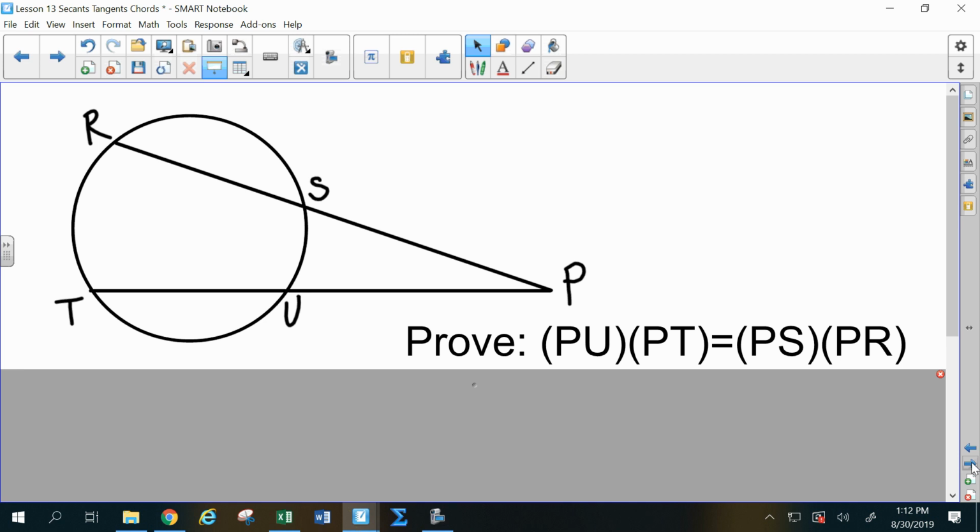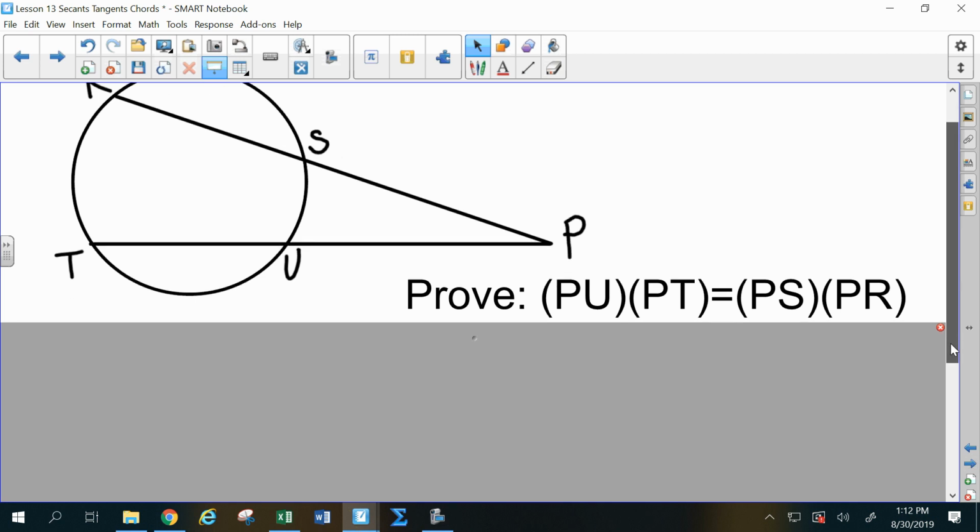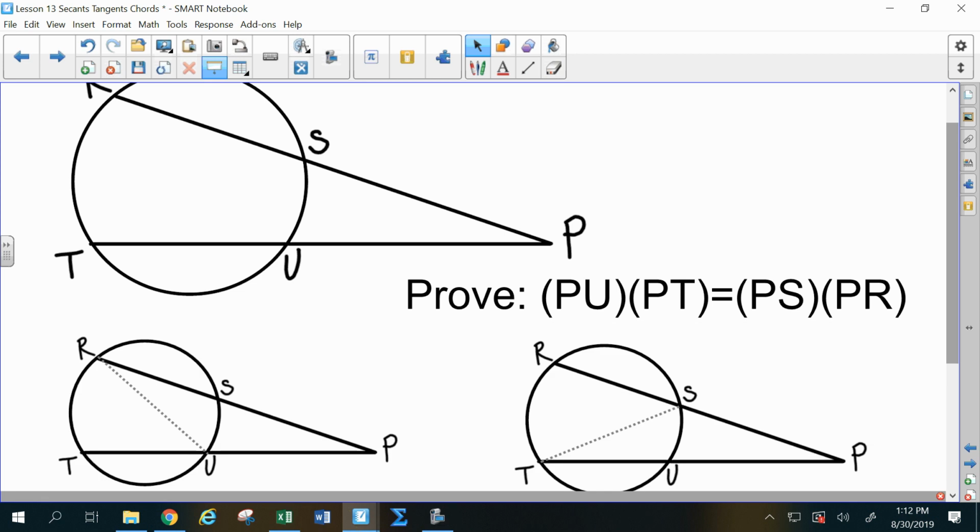For this one, I am going to recopy the picture twice because I want to add some lines that'll give me some triangles in there, and I'm going to get cross-eyed if I try to keep track of it all in one picture, so I'm going to draw them separately. So here are my redrawn pictures. Do you agree they're the same picture, just I've added one line on the left and a different line on the right?